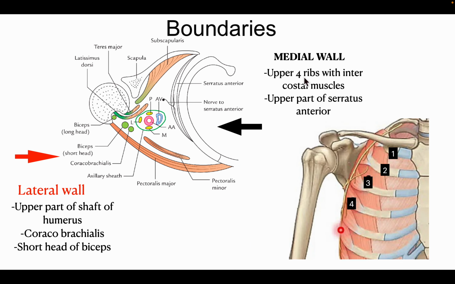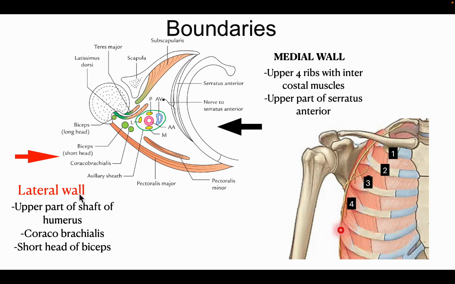The medial wall of the axilla is formed by the upper four ribs. You can see here in the diagram the first, second, third and fourth ribs, as well as the intercostal muscles present between the ribs, and we have the upper part of the serratus anterior. Even you can see here the ribs and the serratus anterior muscles.